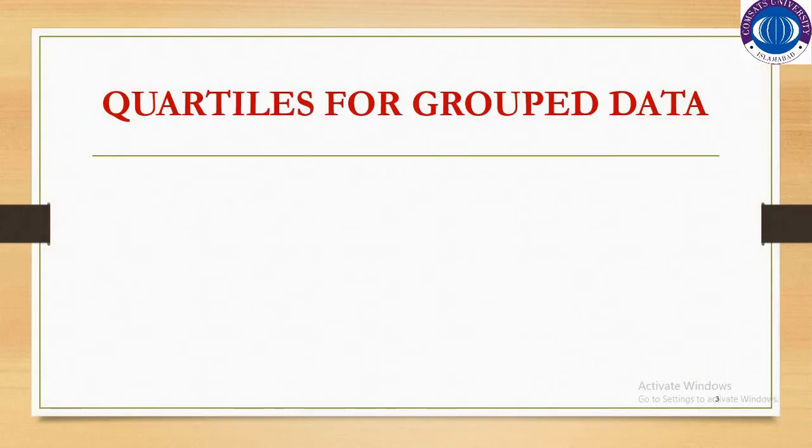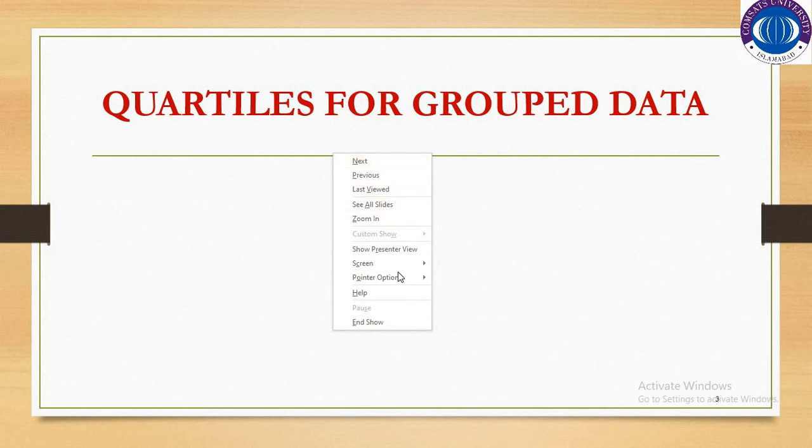As you all know, quartiles divide the data set into 4 equal parts. You have 3 quartiles, Q1, Q2 and Q3. You already know now how to calculate quartiles for ungrouped data.